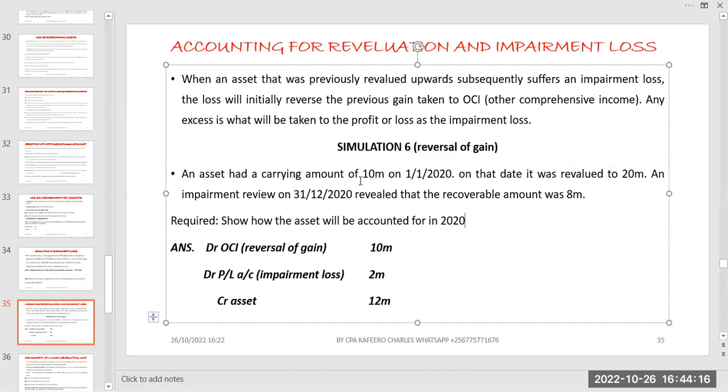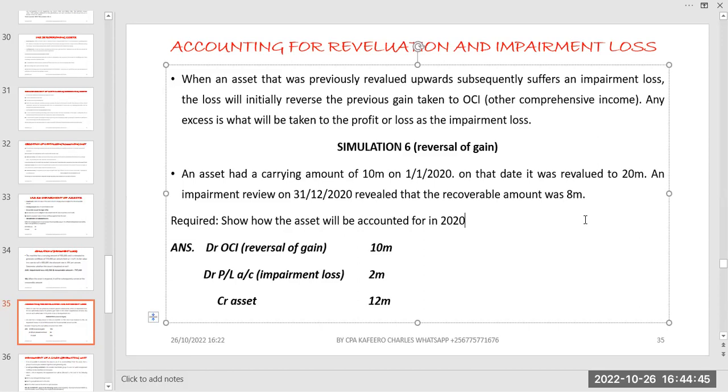Meaning this asset previously had a gain, because previously we recorded its cost as 20 million. But as for now, we are recognizing a loss, because at the end of the day we are recording 8 million. So how are we going to be treating this?